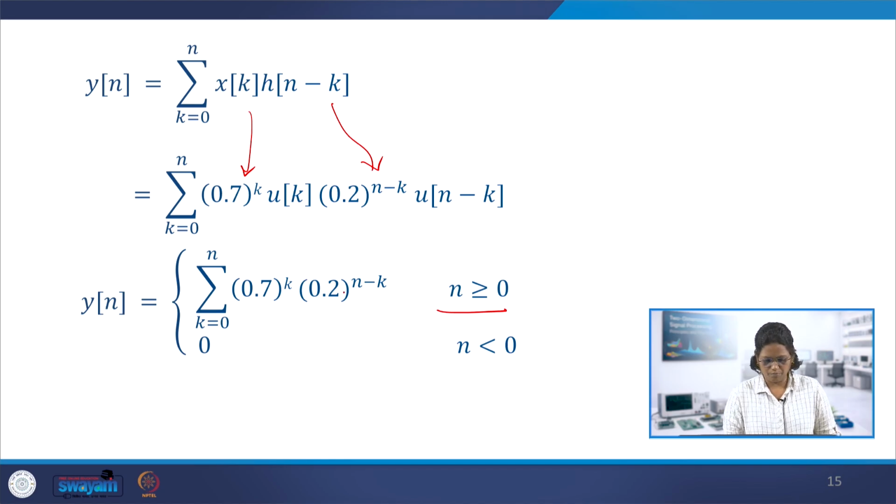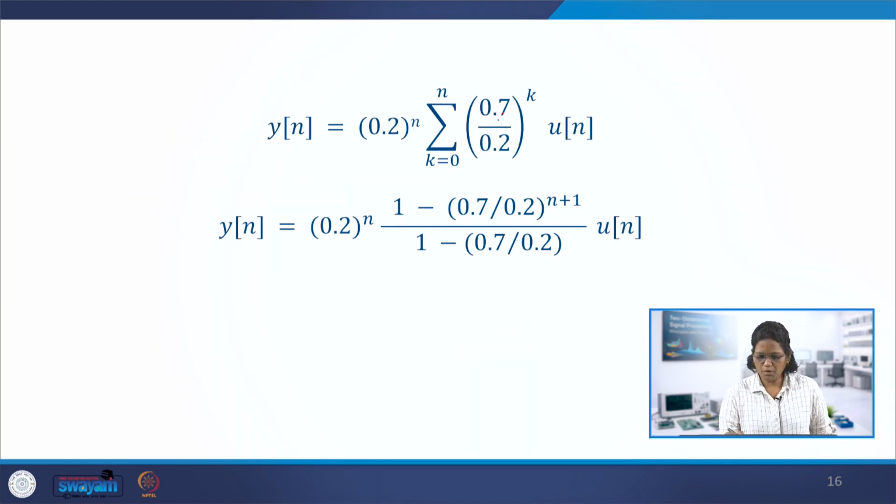Using this, 0.2 power n is not under the summation, so we can take this out and take the common term here, 0.7 by 0.2 power k, u of n, and 0.2 power n. So we get a power k, where k varies from 0 to n. This gives the closed form solution as 1 minus a power n plus 1, by 1 minus a, where a is 0.7 by 0.2, and this 0.2 power n. This can be simplified further to get the y of n equation, and of course this is valid for n greater than or equal to 0. That is why it is the multiplier. So, this is the summation.